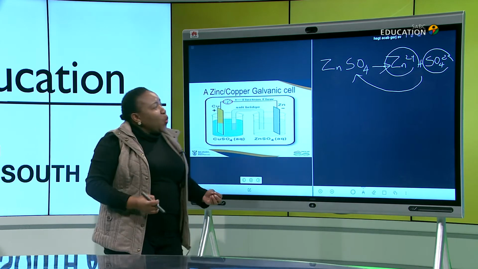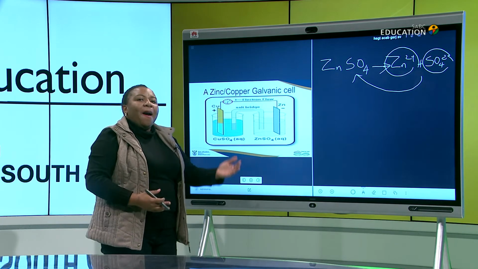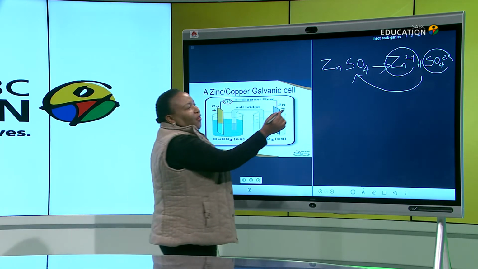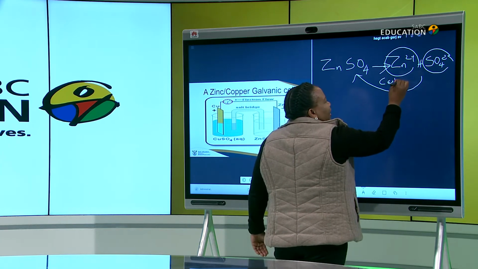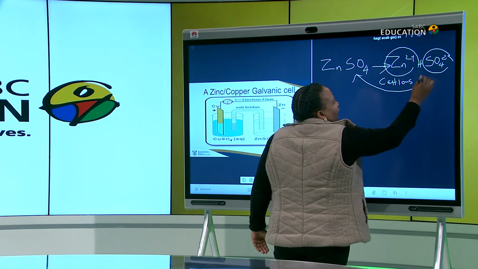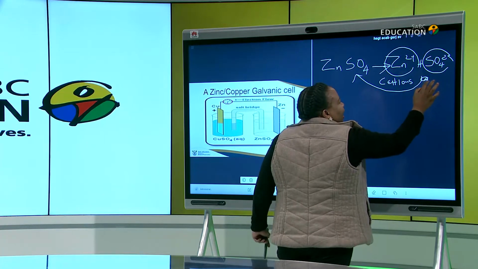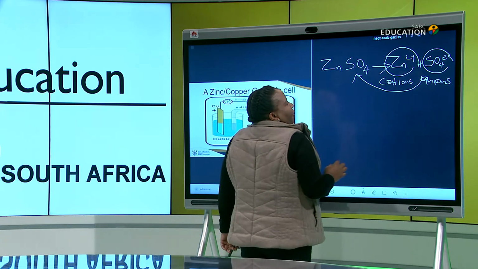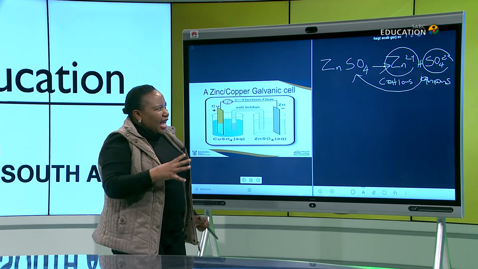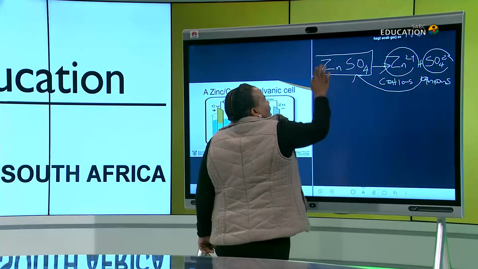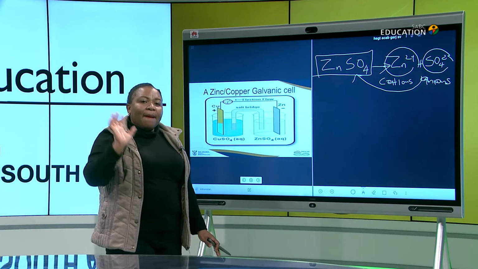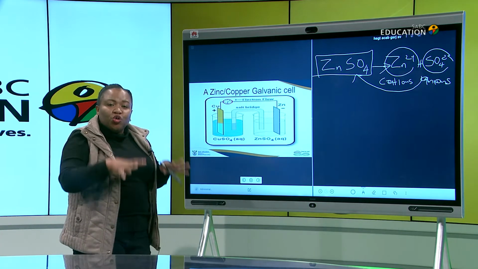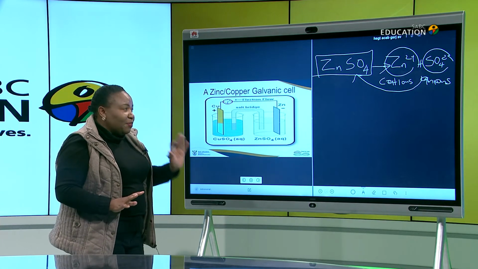Because these ions, we also go further in grade 10 and say they are classified as cations and anions, whereby the positive ions are referred to as cations, and the negative ones are referred to as anions. So you must be able to say, if this is a balanced zinc compound, the number of positive ions and the number of negative ions must be the same, because for it to be neutral, it must have the same number of positives and negatives.